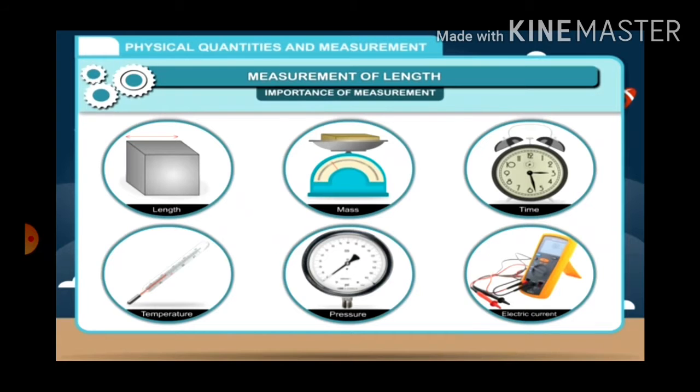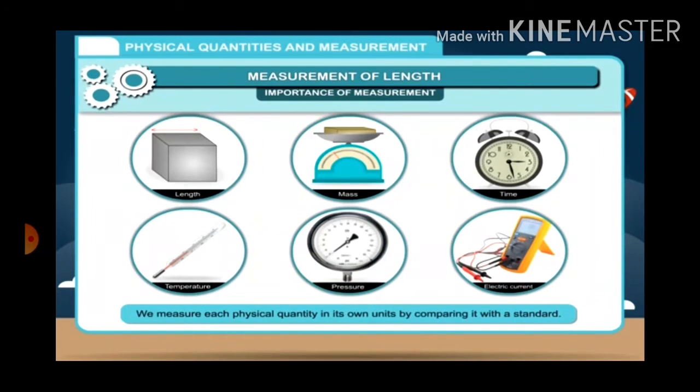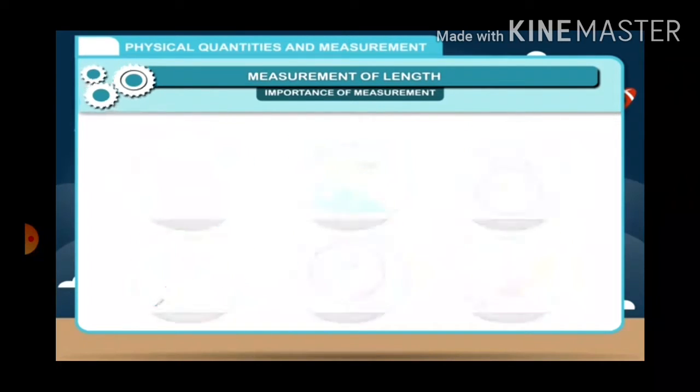Anything which is measurable is called a physical quantity. We measure each physical quantity in its own units by comparing it with a standard. Without measurement, we cannot make the correct judgment about length, area, volume, etc. An arbitrary estimate gives us wrong information about the dimensions of an object.